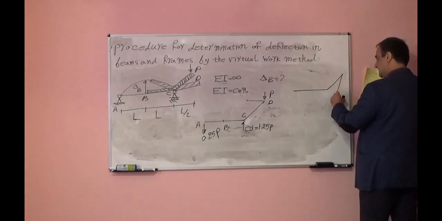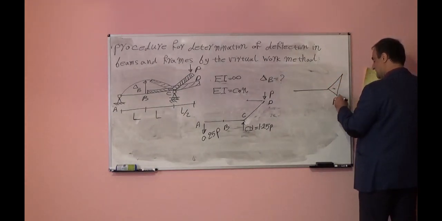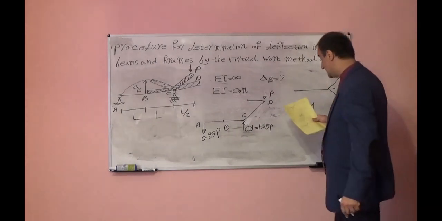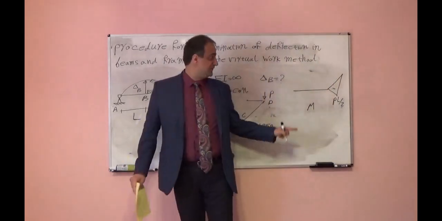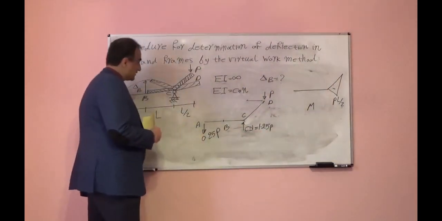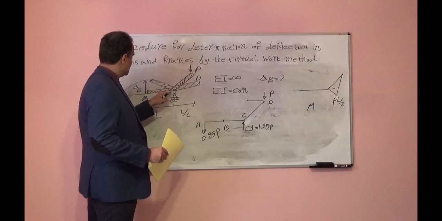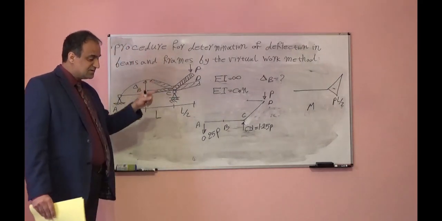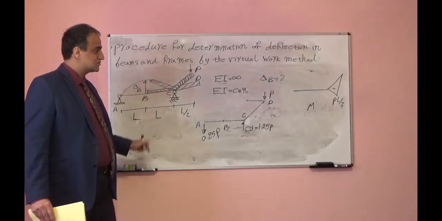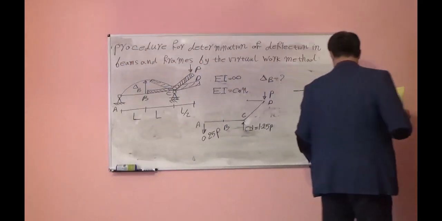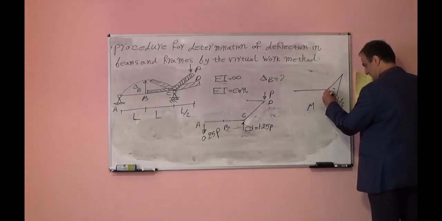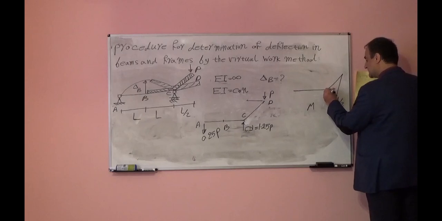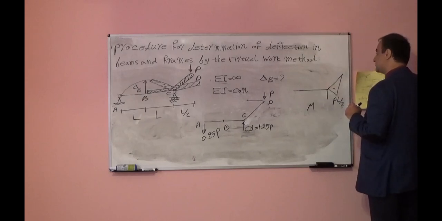So it will be negative PL over 2. This is the moment diagram for the real load. If you look at this joint here, the BC and CD parts are continuous with a rigid joint. So we will have the same moment here, because this joint should be in equilibrium. The summation of moments at this joint should be equal to 0.